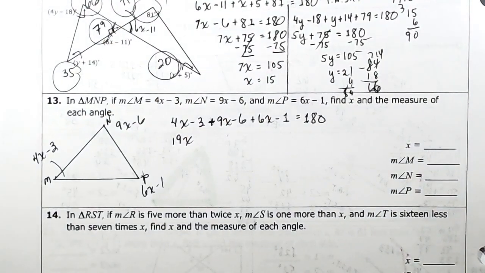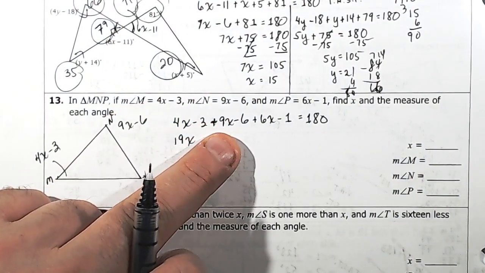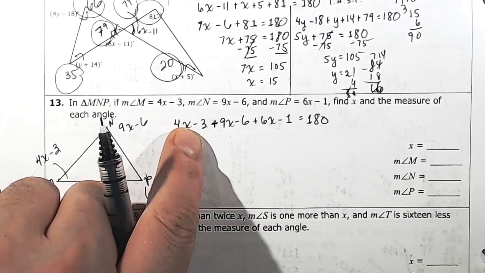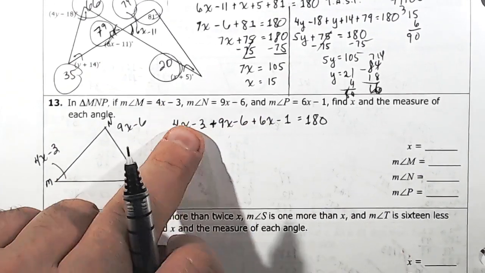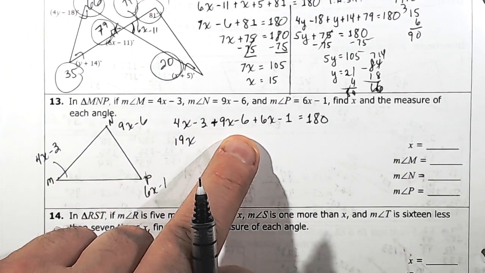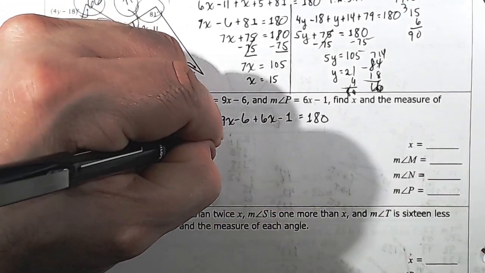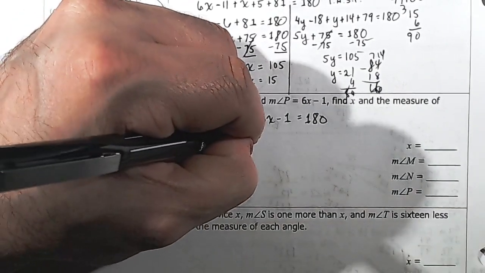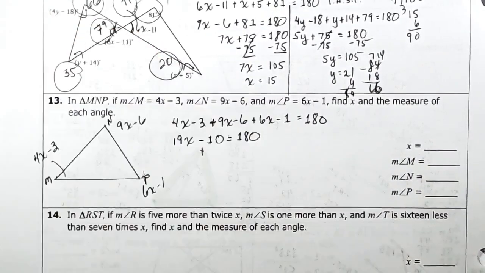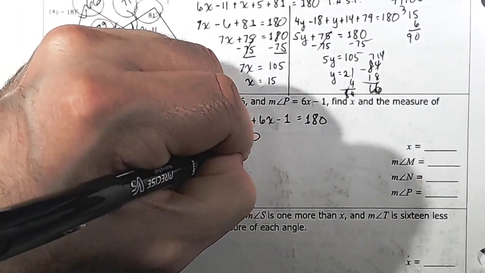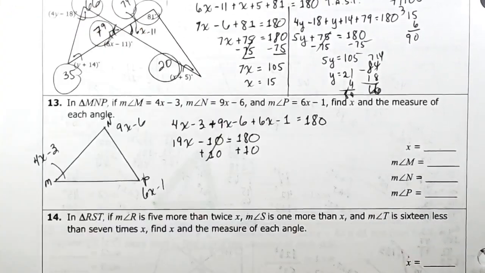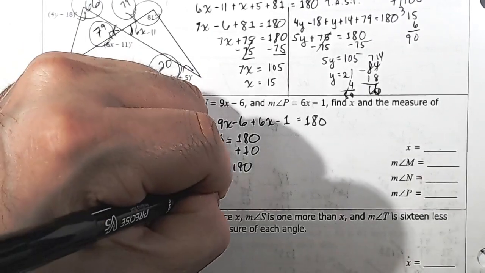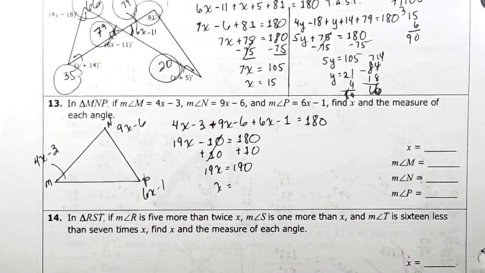Let me make sure I did that right. 4x plus 9x is 13x plus 6x is 19x. Okay, it looks right. Now we got negative 3, negative 6, and negative 1. So it's negative 3 minus 6 is negative 9, minus 1 is negative 10. Okay. So 19x minus 10 equals 180. Now we'll add 10. Oh, I see. Now we'll add 10 to both sides. This is cool. So 19x equals 190. Divide both sides by 19, okay, and x equals 10.